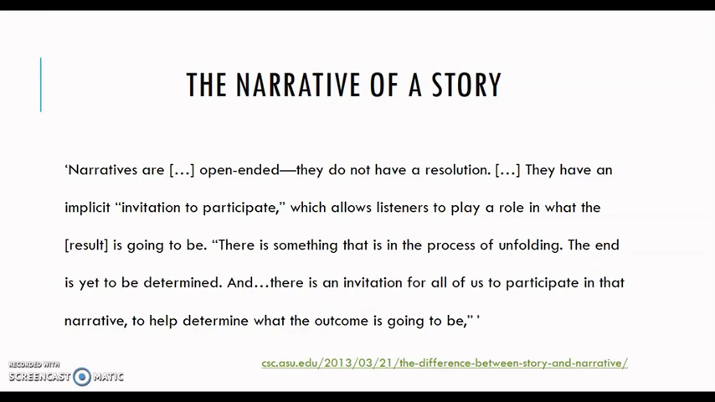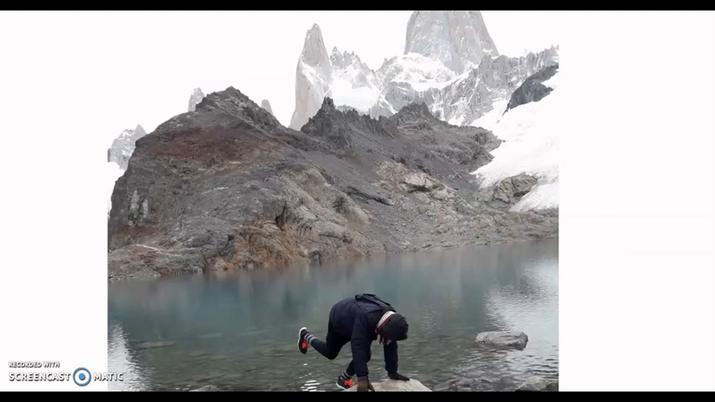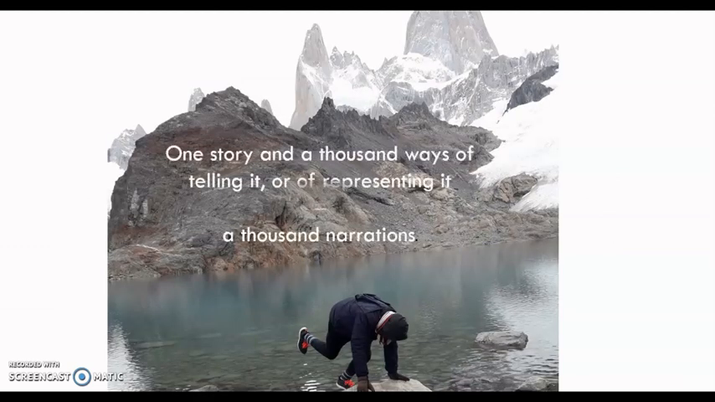So when narrating a story or writing a story, there is an implicit invitation to the reader to participate. So basically, we are making another person part of what happened or part of our story. So, as we were saying, one story can have 1,000 ways of telling it or of representing it. So there can be 1,000 narrations.